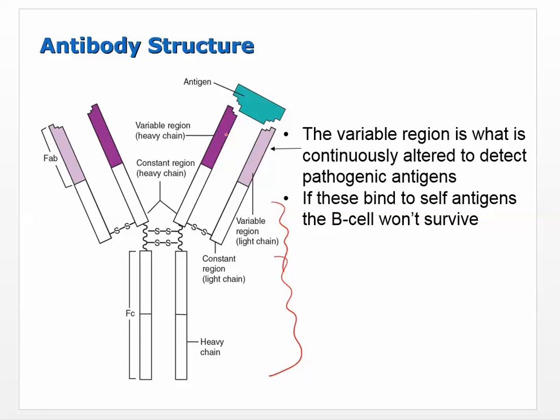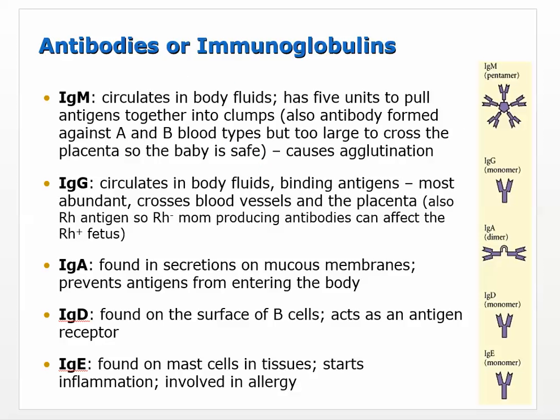So if you accidentally produce, I've got an antibody up here, but a B cell, but this is similar to a B cell receptor, T cell receptor. They're all very similar. If it recognizes something that's self, it won't ever make it out of the thymus or the bone marrow, depending on whether it's a T cell or B cell.